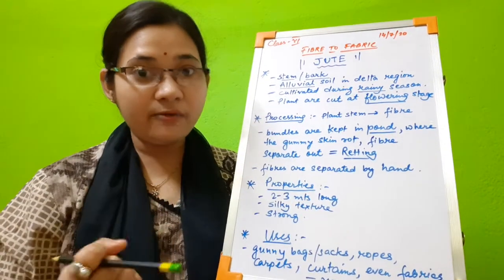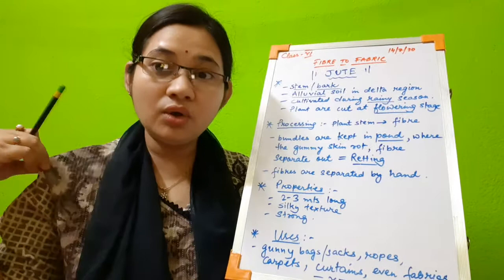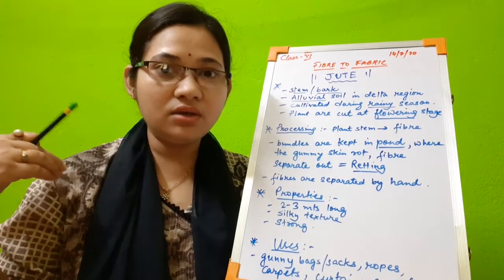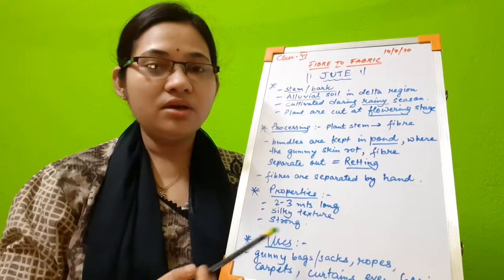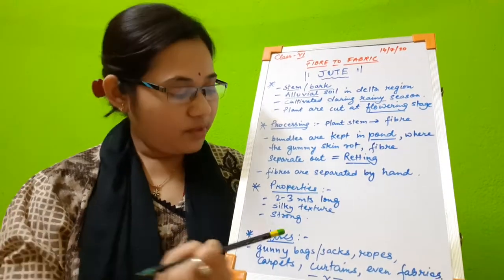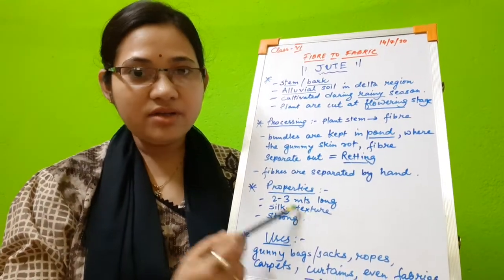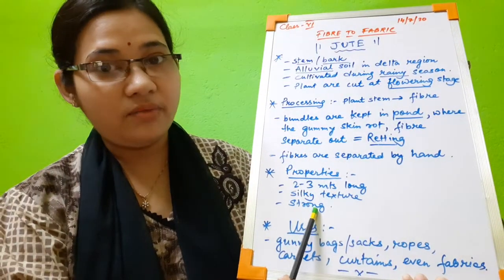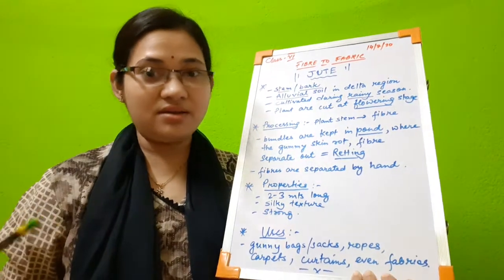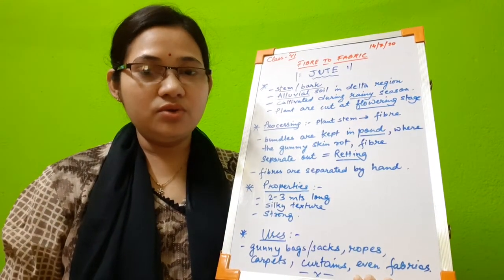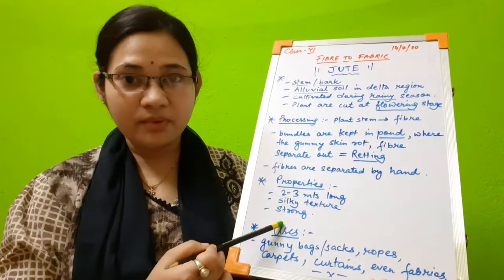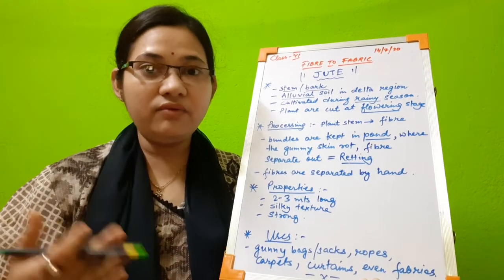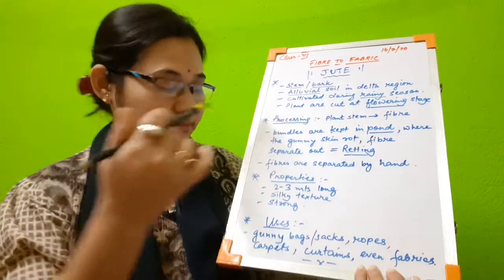Although jute is a rough fiber, mind you, we cannot make clothes with jute like cotton, because cotton is soft, but jute has a rough texture, though the appearance is silky. So we can make decorative things out of it, and it is a very strong fiber. That is why ropes or sacks are made out of jute fibers. Okay, so these are the properties of jute fiber. Properties means qualities, why we use them economically.